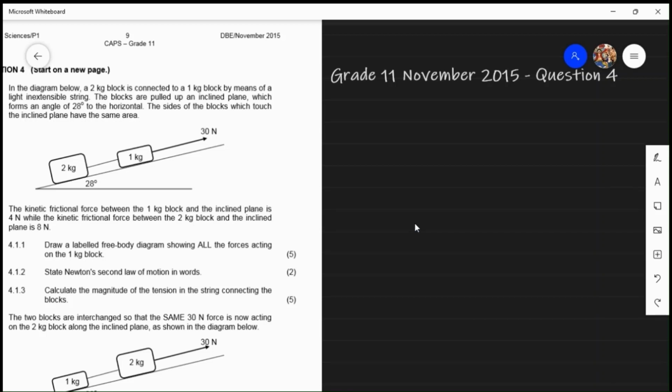Our first question is from a grade 11 November 2015 exam paper. So we have question 4 that reads as follows. In the diagram below, a 2 kg block is connected to a 1 kg block by means of a light inextensible string. So because we know that there is a string, we need to take into consideration tension force when calculating. The blocks are pulled up an inclined plane, which forms an angle of 28 degrees to the horizontal.